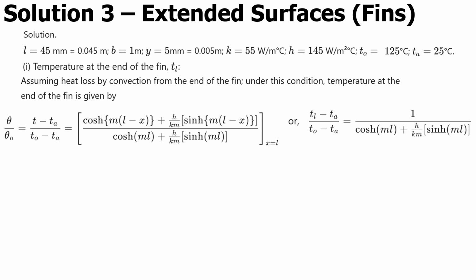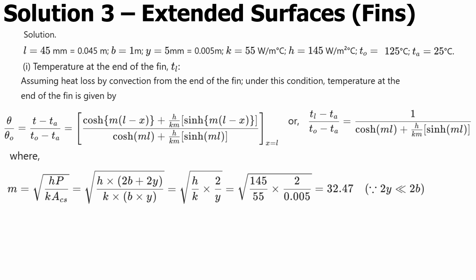So before we proceed, we need to calculate the parameter M. This parameter M is given by the square root of H times P over K times ACS, where P is the perimeter and ACS is the cross-sectional area. Since the width B is much larger than the thickness Y, so 2Y is much less than 2B, the perimeter can be approximated as 2B, and the cross-sectional area is B times Y. So this simplifies M to the square root of H over K times 2 over Y.